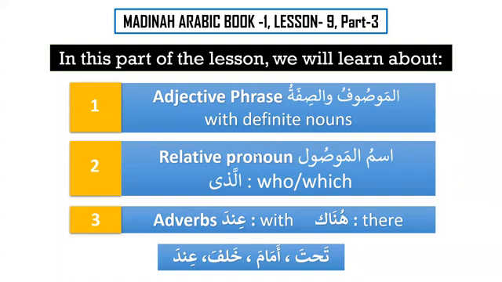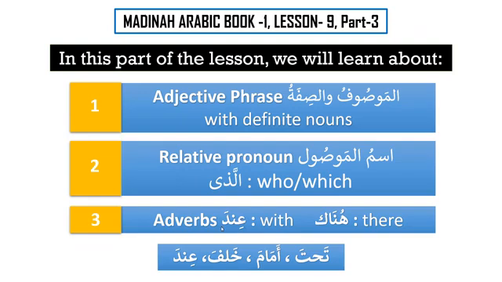Then we are going to learn a new category of the pronouns, which is called relative pronoun, ismul mawsul, and the one that we are going to learn is alladhi, and it is translated as who when we use it for a person, and which when we use it for a thing.